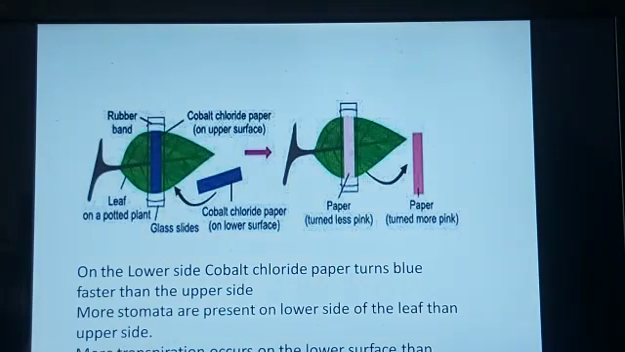Children, many children write the answer that on the lower surface the cobalt chloride paper turns blue to pink and the upper surface remains blue. That is certainly wrong. On the upper surface also it turns from blue to pink, but the time taken is longer. So here you can just read the sentences. On the lower side, the cobalt chloride paper turns pink faster than the upper side. Why? Because more stomata are present on the lower side of the leaf than the upper side, because of which more transpiration occurs on the lower surface than on the upper surface.